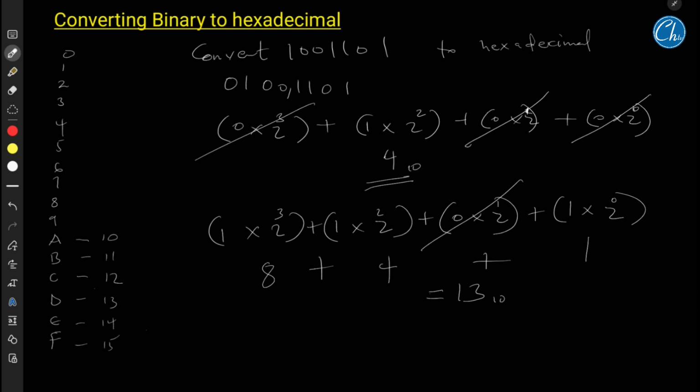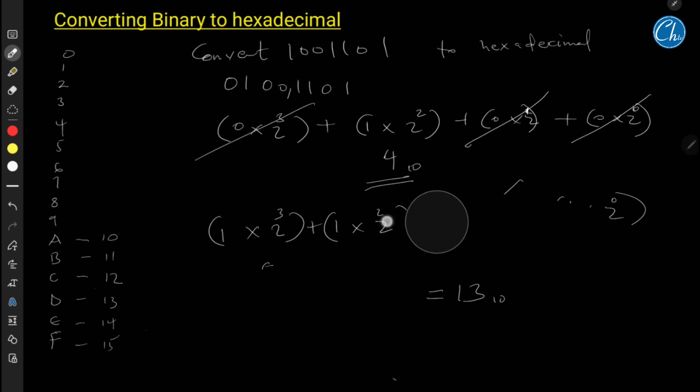Now let's represent them in their equivalent value in base 16. So the first one is 4 in base 16 is the same 4, but now 13 in base 16 is D. So therefore the answer is equal to 4D base 16. Alright, let's take a look at the last example.